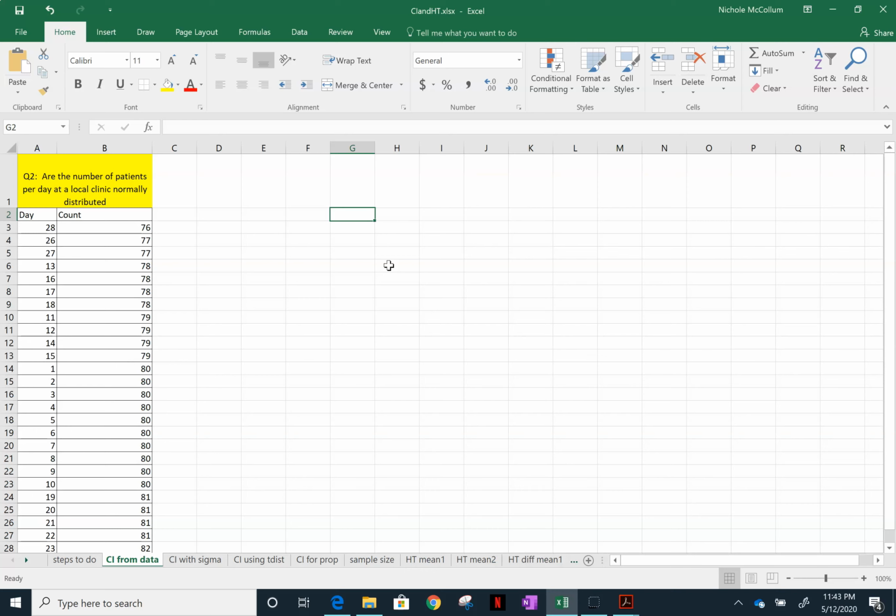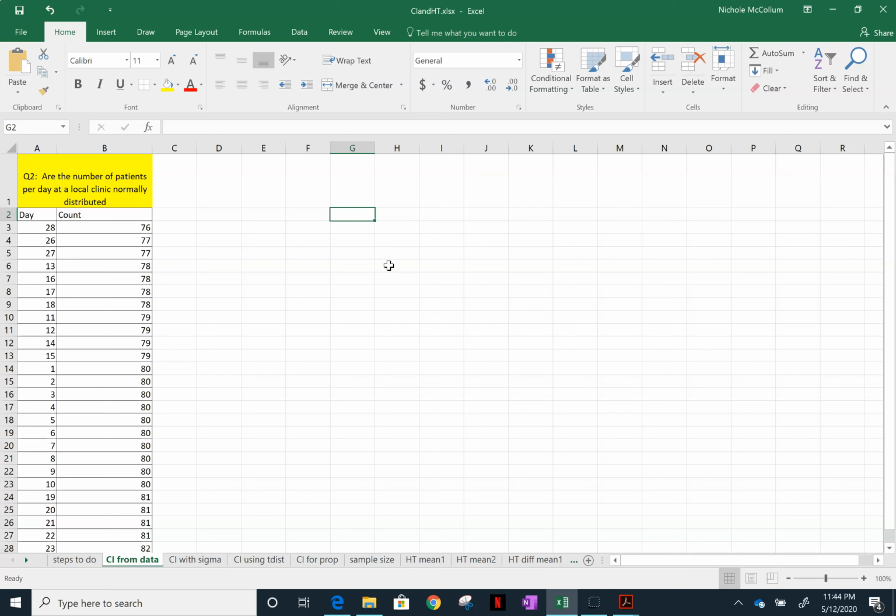Can I build the 90, 95, and 99% confidence interval for the true average number of patients per day at this local clinic? Why would I care about that? For staffing purposes. Do I have enough staff on hand to handle the patient load per day?